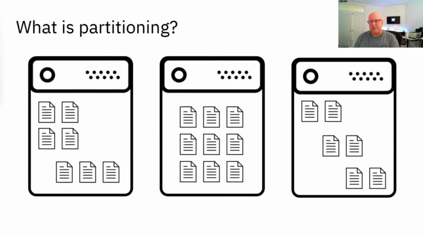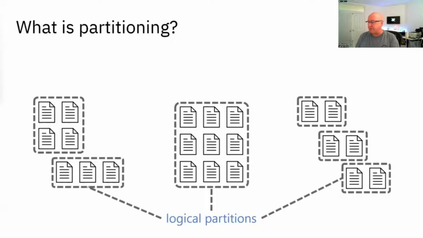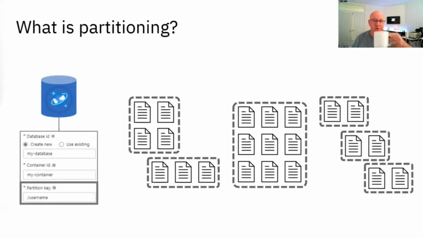So technically, we're not really assigning documents to servers. Instead, these documents are being written to these things we call logical partitions. And it's these logical partitions that sit on the physical servers. So from a user perspective, you don't really need to care too much about the physical servers when you're designing your data model. You just need to care that your data is getting written to these different logical partitions. Okay, so how do I decide which logical partition my document should go to? Well, that's where the partition key comes in.